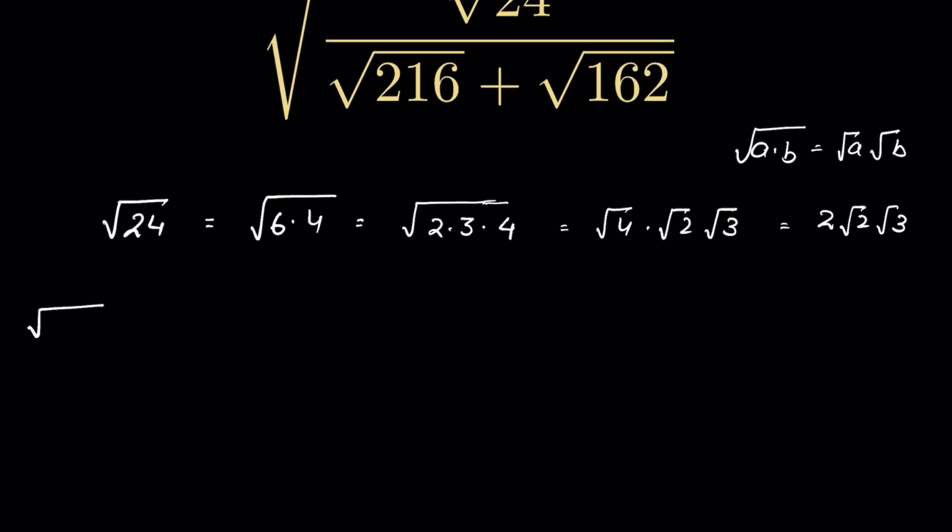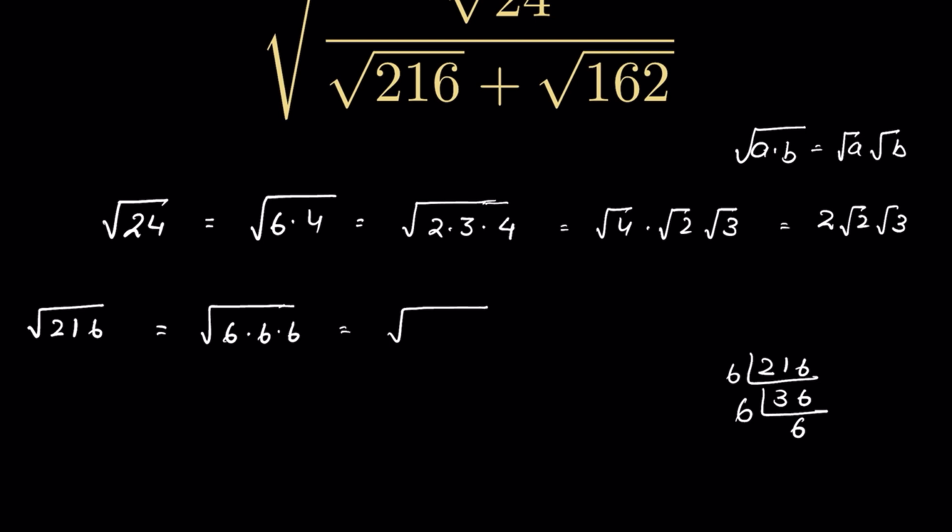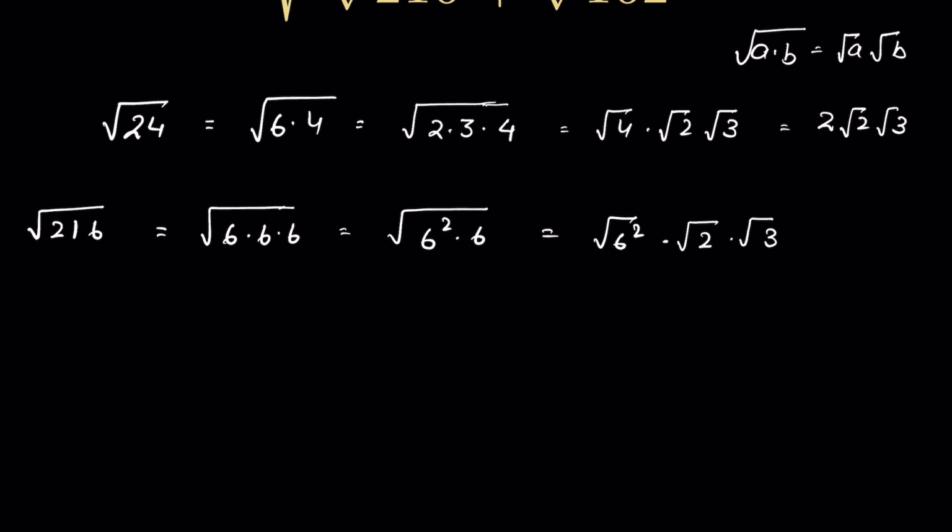Now square root of 216, if we factorize it, 6 times 3 is 18 and 6 times 6 is 36. Again 6 times 6 is 36. So this is 6 times 6 times 6, or we can write 6 square times 6, or square root of 6 square times square root of 2 times square root of 3.